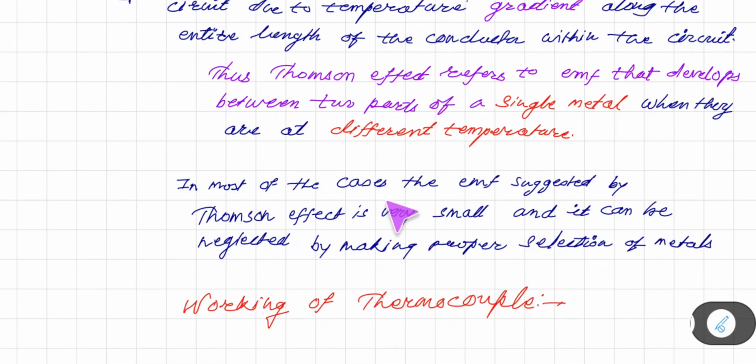In most of the cases, the EMF suggested by Thomson effect, as we saw now, is very small, and it can be neglected by making proper selection of metals. So if you select a proper metal, then the Thomson effect can be neglected. It is negligible.